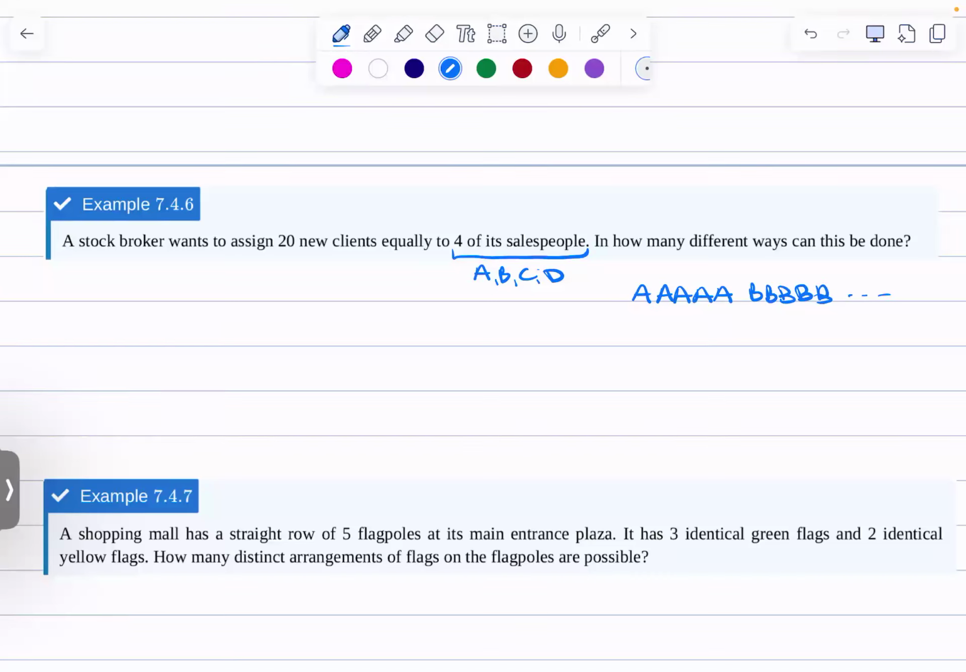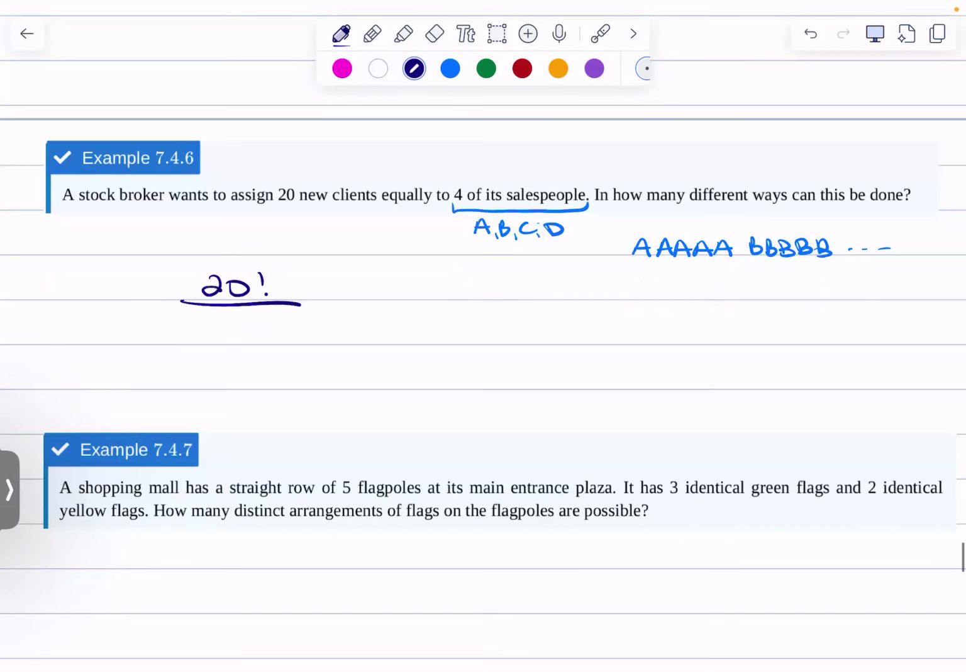Why am I not writing them all out? Because they'll all be the same, right? You can write them all out, but I'm trying to end on time here. 20 factorial, 20 clients split between 4 salespeople, which means I have 5 factorial, 5 factorial, 5 factorial, and 5 factorial.